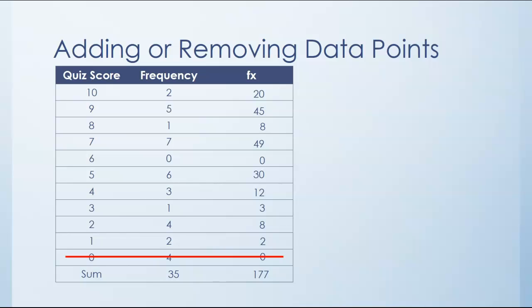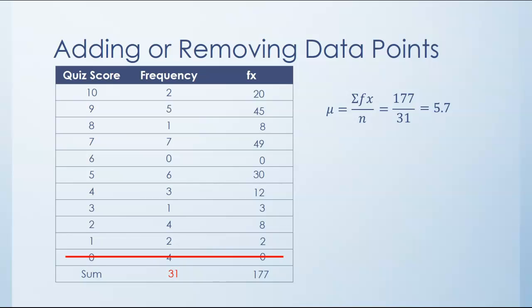If I subtract 0 from 177, it's still 177. But what it is going to do is change my frequency. Since I am taking away 4 students, my frequency now becomes 31. So when I find my average now, I would have 177 divided by 31, brings my average up to a 5.7. Again, we can see that that average is increasing because I took away those scores that were 0. I took away those people who scored 0 or didn't attempt the quiz.